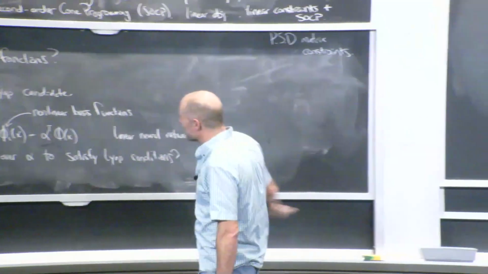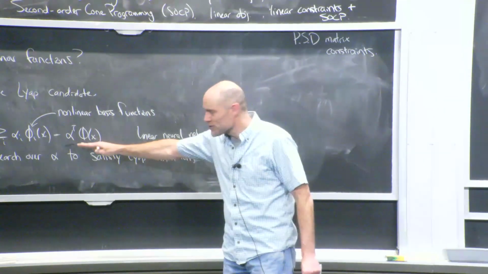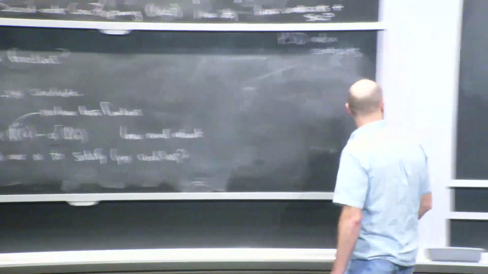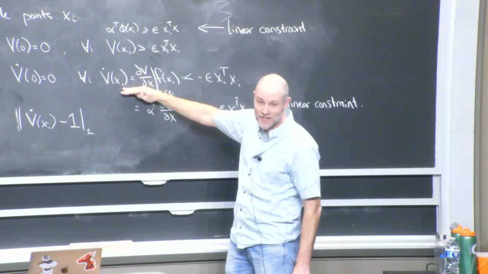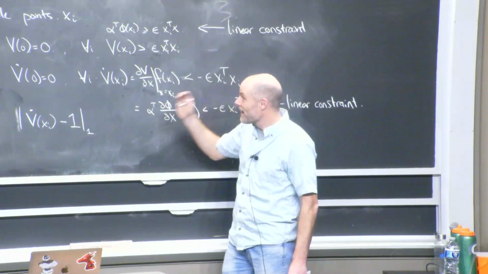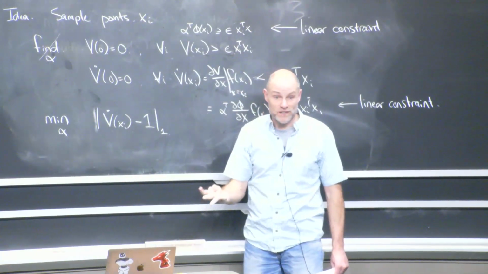But that basic idea of I'm going to parameterize a Lyapunov function. I'm going to write these Lyapunov conditions down as constraints, and then I'm going to search over alpha to find the Lyapunov function. That's today's recipe.